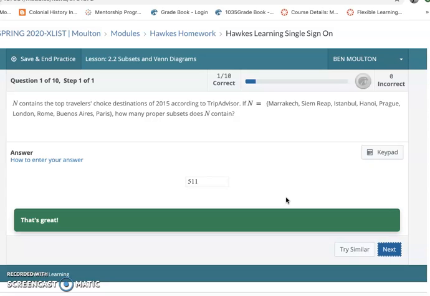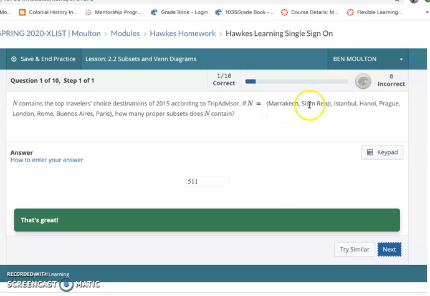N contains the top traveler's choice destinations of 2015 according to TripAdvisor. If N equals all these cities, which to be honest, some of them I can't pronounce, I'm going to try. Marrakesh, Siem Reap, Istanbul, Hanoi, Prague, London, Rome, Buenos Aires, and Paris. How many subsets does N contain?